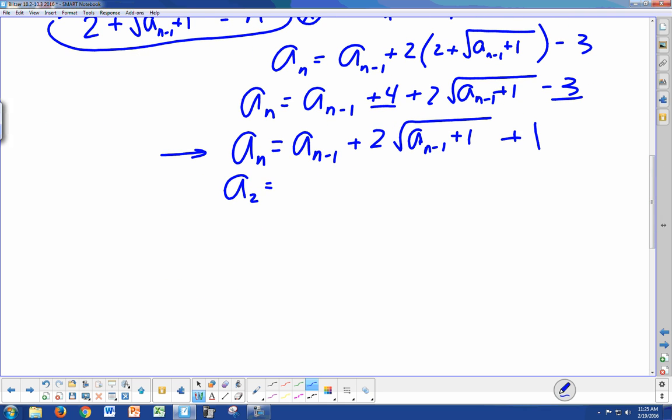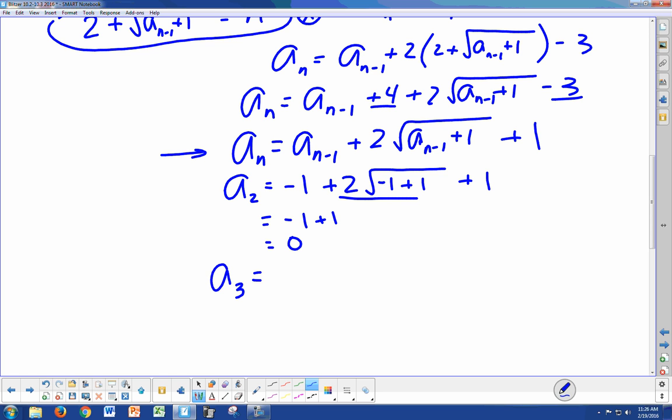It's going to be negative 1 plus 2 square root of negative 1 plus 1, plus 1. Or negative 1, this part drops out, plus 1, and we get 0. So that makes sense for the second term. Let's go to the third term. The third term should be the second term, 0, plus 2 square root of the second term, 0, plus 1, plus 1. Or in this case, 2 plus 1, and that comes out to 3.